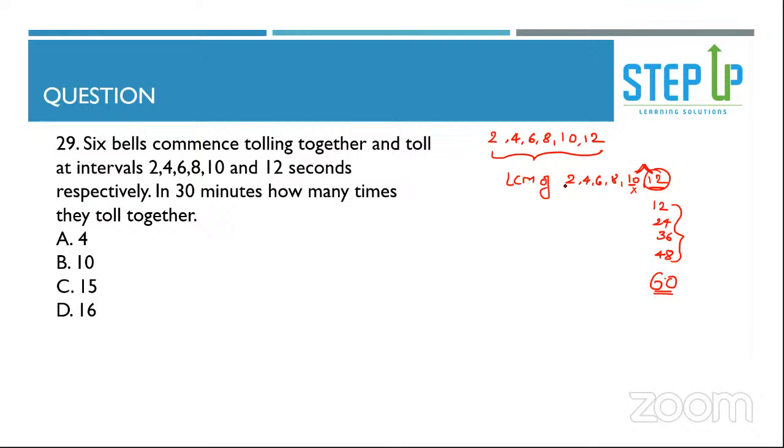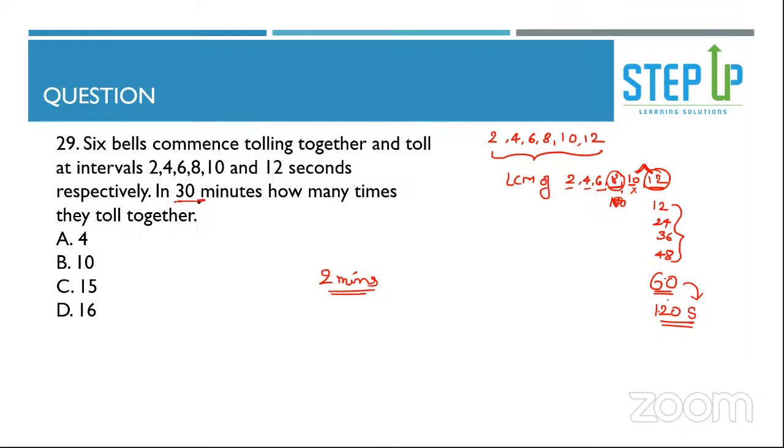Is 60 divisible by 2? Yes. Is 60 divisible by 4? Yes. Is 60 divisible by 6? Yes. Divisible by 8? No. 60 is not divisible by 8. So now I'll move to the next multiple of 60, that is 120. Is 120 divisible by 8? Yes, 15 into 8 is 120. So 120 seconds. 120 seconds means what? 2 minutes. So after every 2 minutes, it will toll.